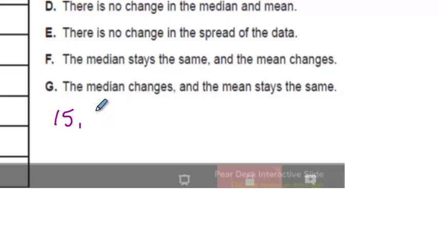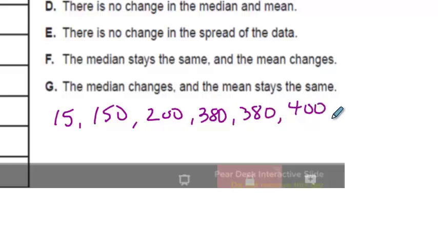15, 150, 150, 200, 380, 380, 400, 425. So the median is the middle number, right?